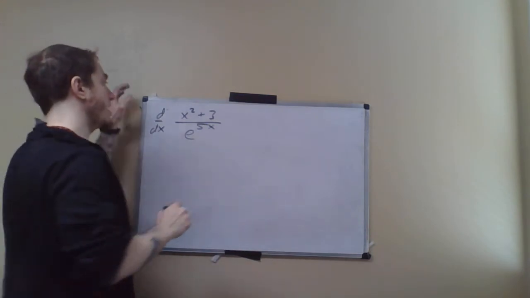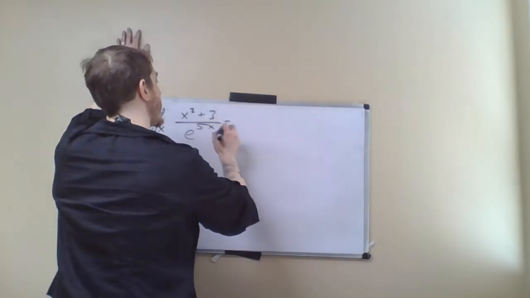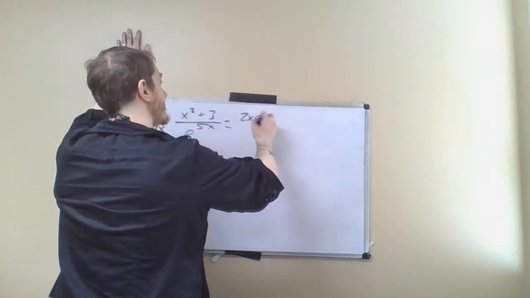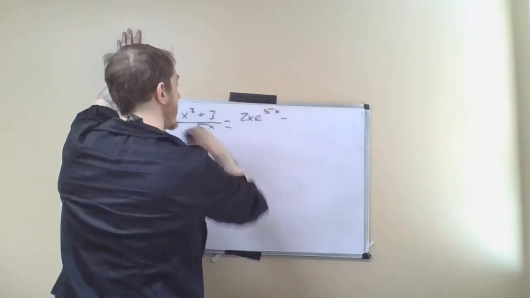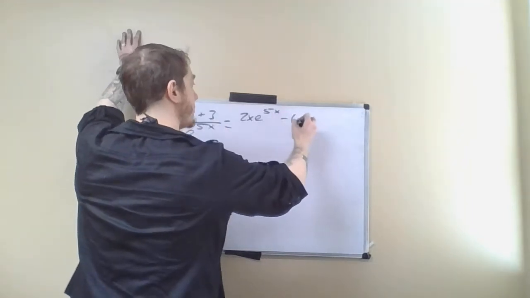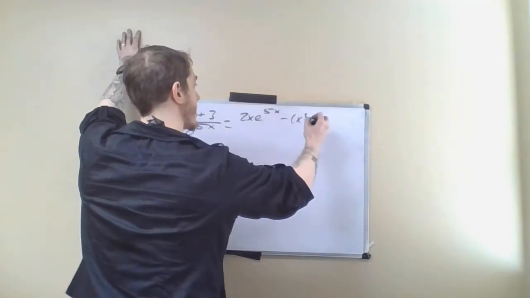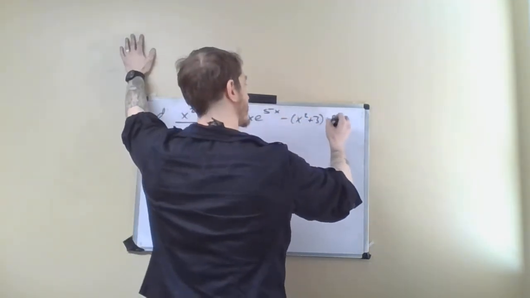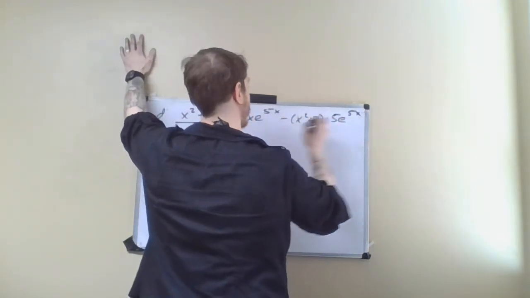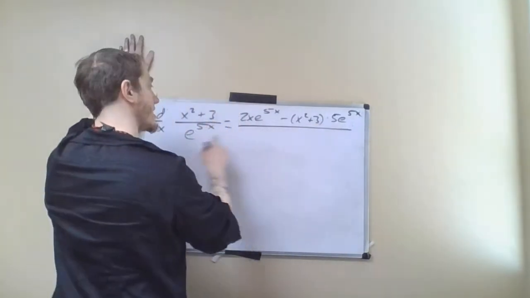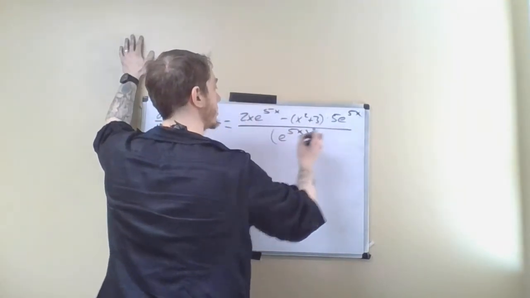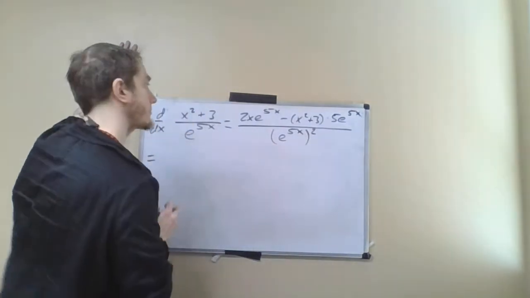So I can do this by using the quotient rule, and then I would have f prime times the denominator, that's 2x times e to the 5x, minus f, the numerator, x squared plus 3, times the derivative of the denominator, that's 5e to the 5x. And then on the bottom, when I square this, I get e to the 5x squared. We'll leave it like that for now.